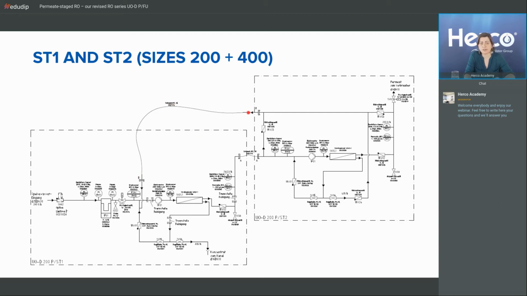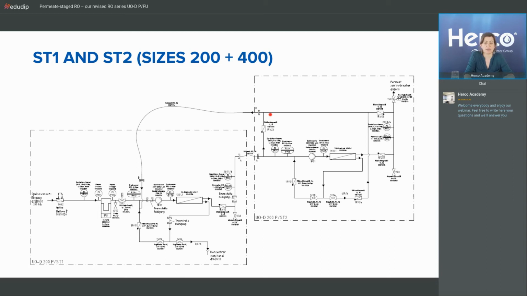The concentrate is not the only thing that goes back. If the permeate quality after the second stage is not good enough, we have the permeate recirculation option. So at the startup, we recirculate the permeate. So we go up and then we go to the left. And then this permeate recirculation goes together with a concentrate recirculation to the first stage.